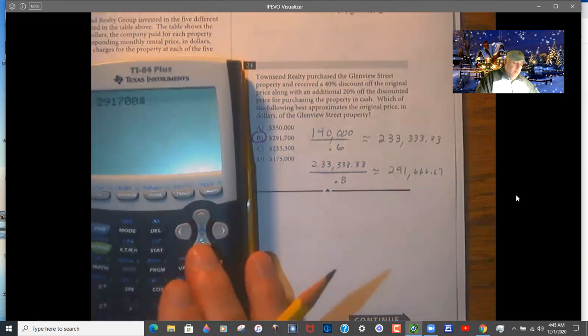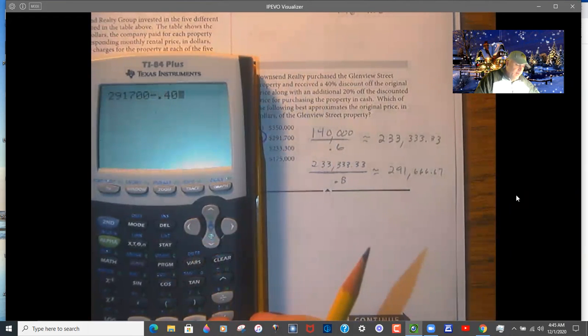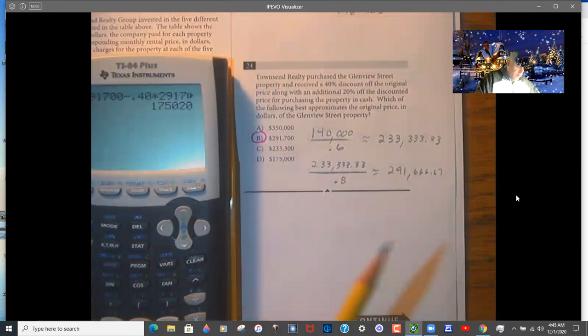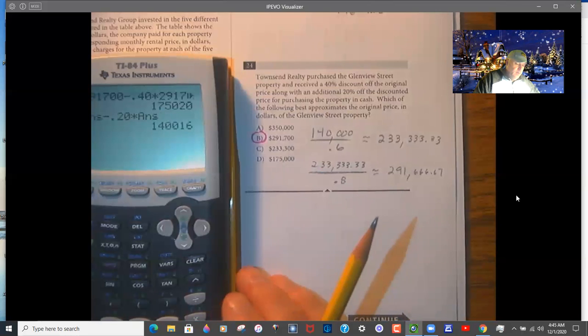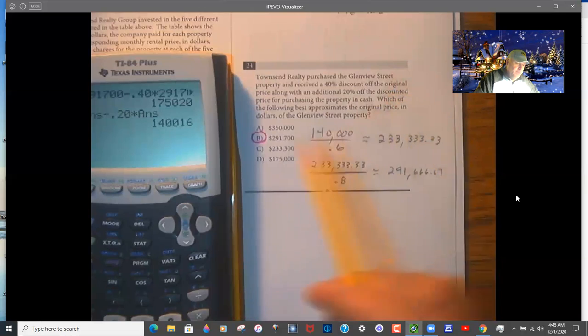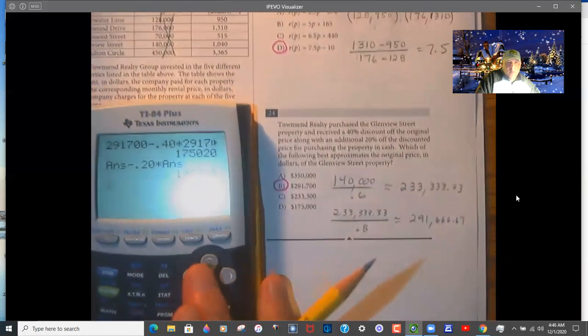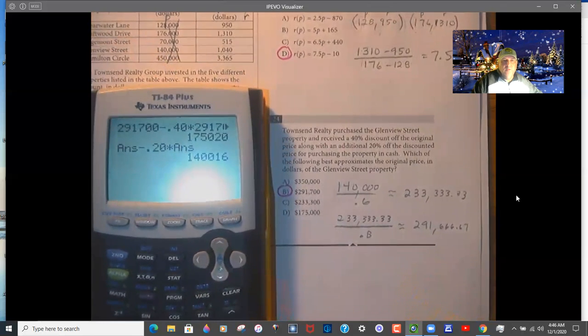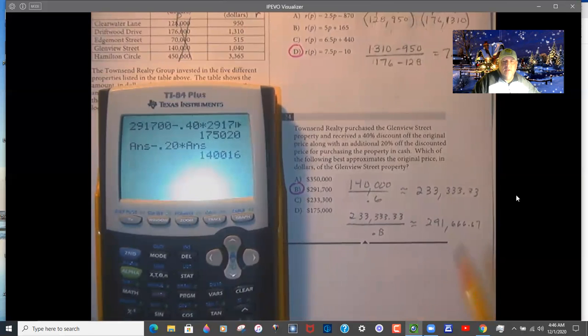And so you're going to start with a 40% discount of that price. So you're going to minus 40% of it, 291,700. And that gives you that. And then you get another 20% off from that. Here's your answer function. And so you end up with the 140,000 that is the start price there, or close to it, the one that's on Glenview Street. So that's what you want to end up with.